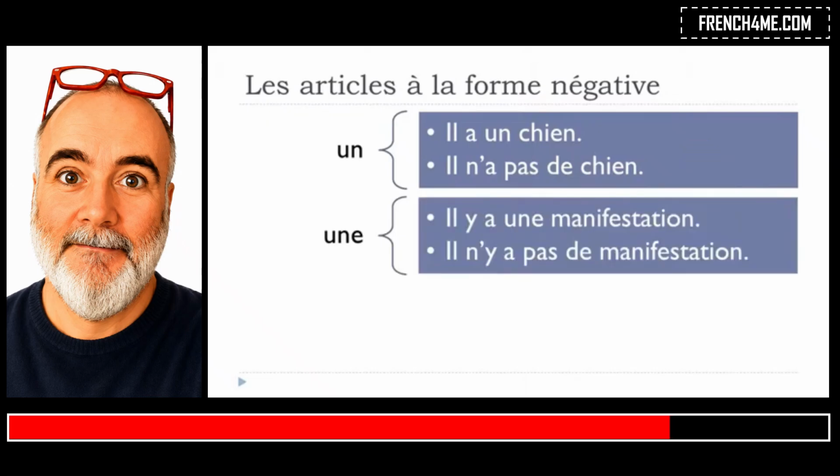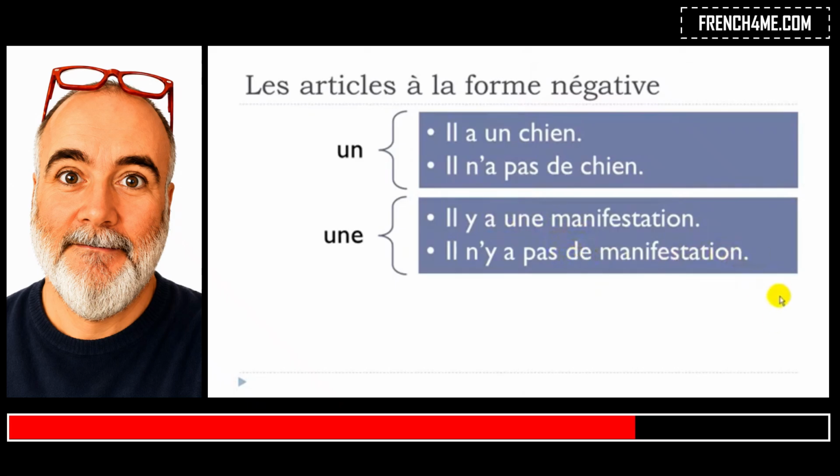Okay, so let's see the example for the feminine form now. Une. Il y a, there is, remember, une manifestation, demonstration. Il y a une manifestation. So if we want to put this sentence at the negative form, il n'y a pas de manifestation. So you can see that this article une becomes de at the negative form.